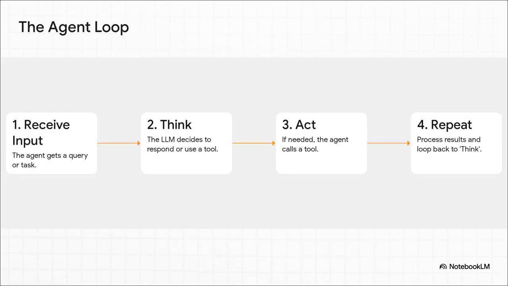Now, all these primitives work together in this automated cycle that the SDK handles for you, called the agent loop. It's pretty straightforward. First, it receives an input, a task from the user.